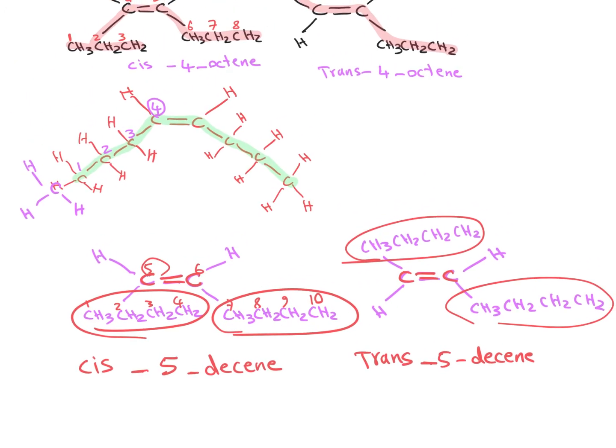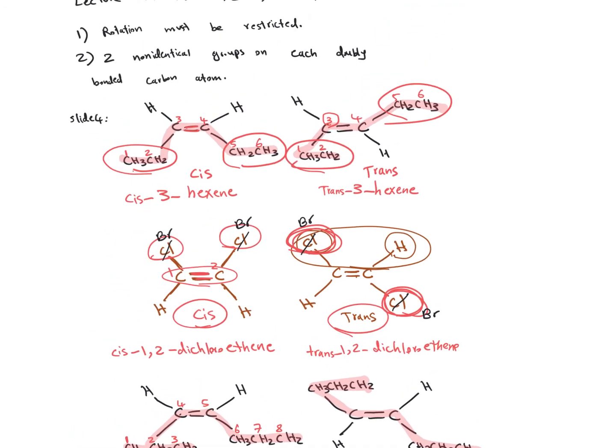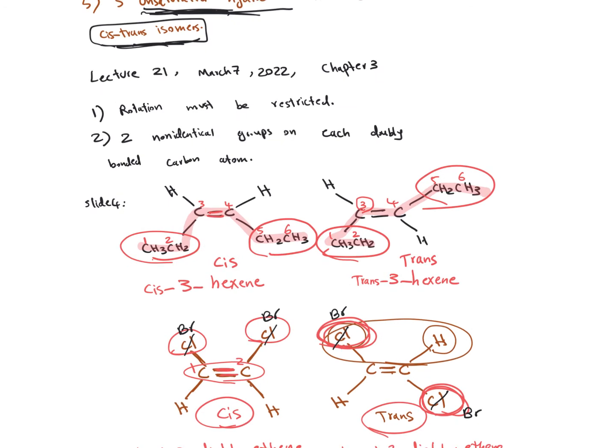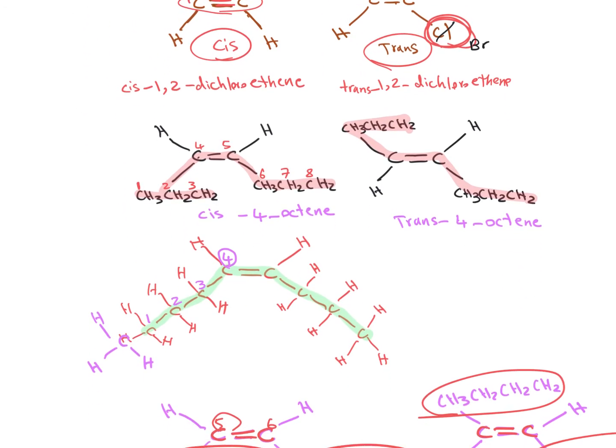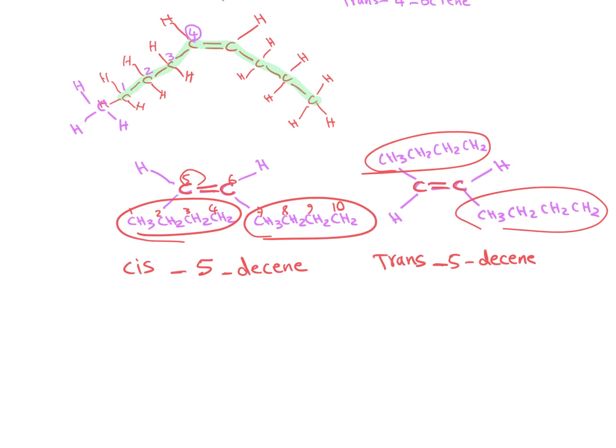And now I hope you can also write cis and trans structures for any other compound or for any other example. But as I said, these are only some examples. You're welcome to write any other examples. Now let me look at the next question.